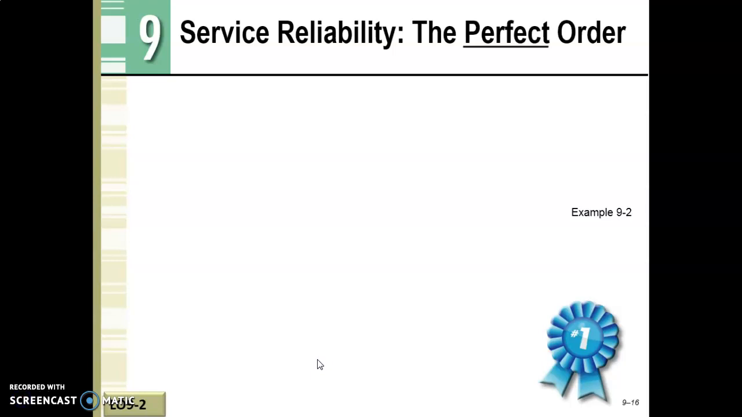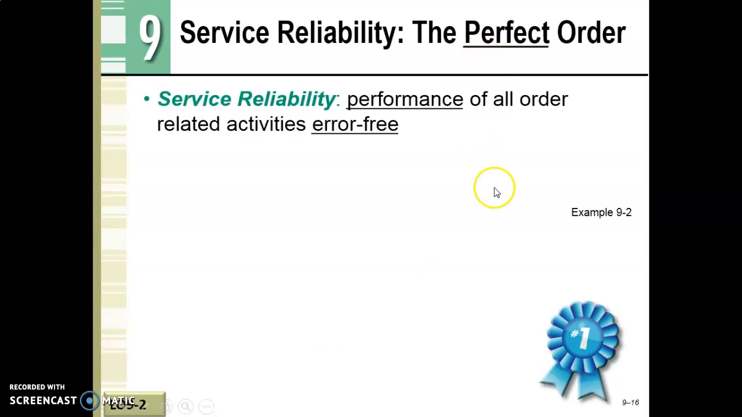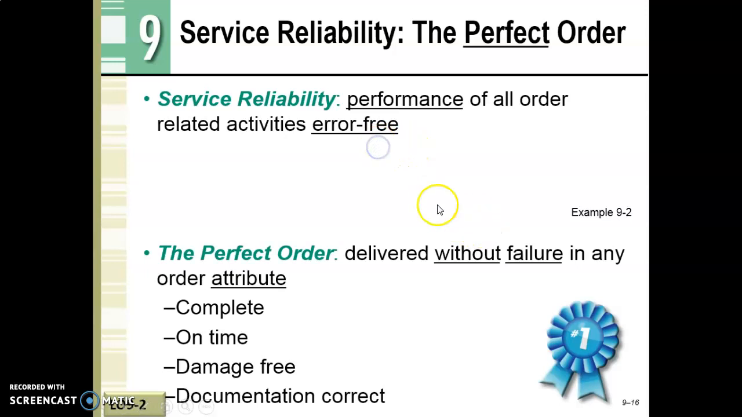One of the metrics in measuring customer service management is service reliability, with the goal being the perfect order. Service reliability is the performance of all order-related activities error-free. The perfect order would be delivered without failure in any order attribute, such as completeness, was it delivered on time, was it damage-free, and was all of the order documentation correct.